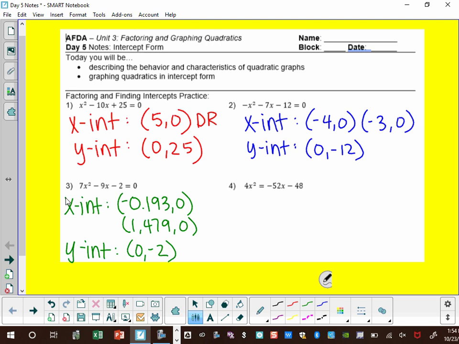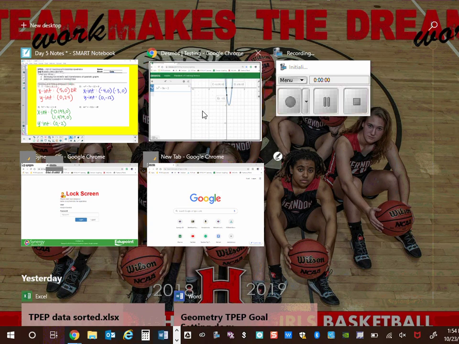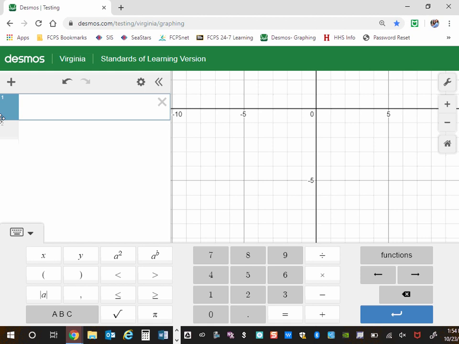I would type in number 4 exactly as you see it. 4x squared equals negative 52x minus 48. David, you get anything for that yet? 4x squared equals negative 52x minus 48.